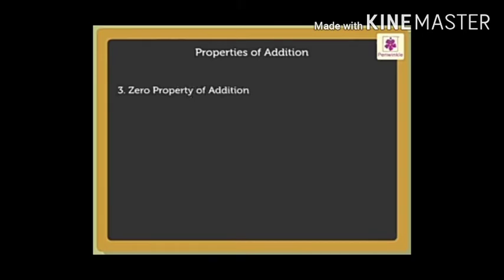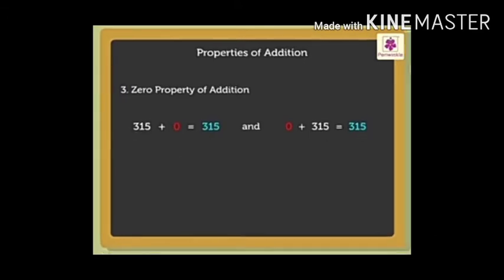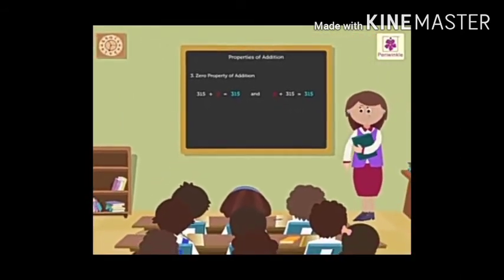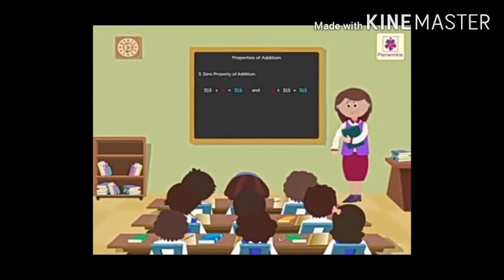Now the last property which we have left is the zero property of addition. Considering the example 300 plus 315 plus 0 is equal to 315, and 0 plus 315 again gives the value of 315 only. What the zero property of addition tells us is that adding any number to 0 gives the same value; we get the same value which we are adding to 0. Yes, my dears, I hope we are all familiar with the three properties of addition, that is, the order property, the grouping property, and the zero property.